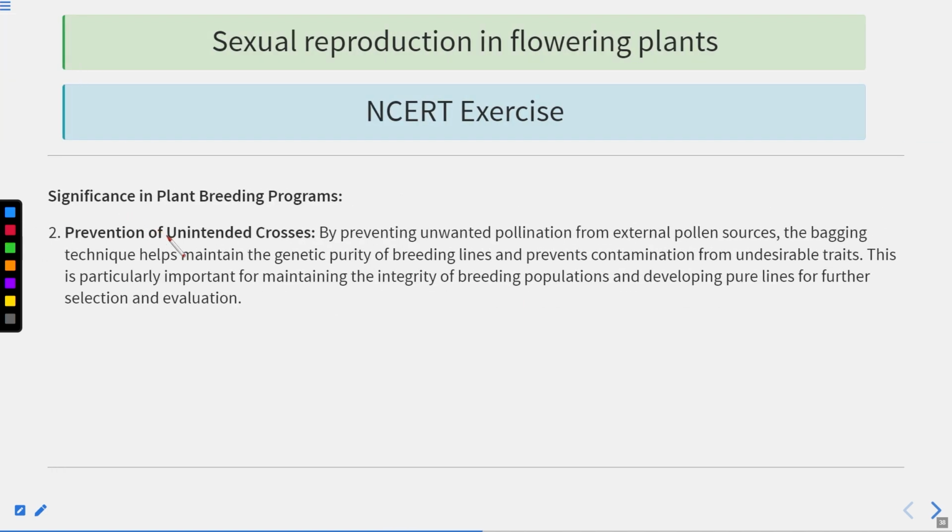Second is the prevention of unintended crosses. By preventing unwanted pollination from external pollen sources, the bagging technique helps maintain the genetic purity of the breeding lines. This is very important. It also prevents contamination from undesired pollen, which carries undesirable traits. This is particularly important for maintaining the integrity of breeding populations and developing pure lines for further selection as well as evaluation.